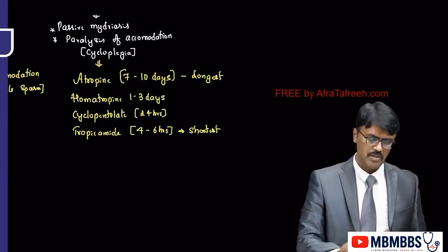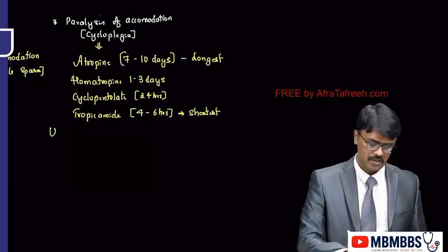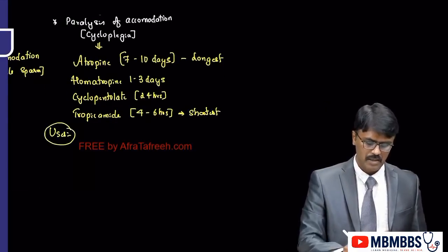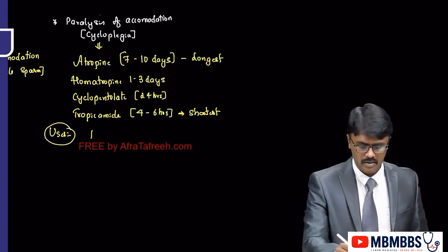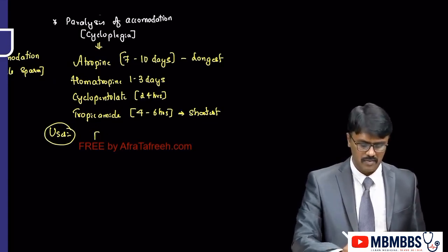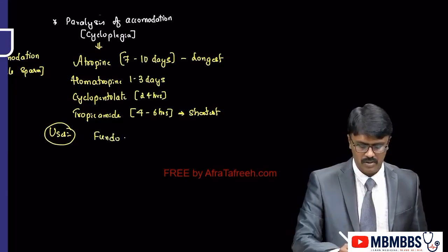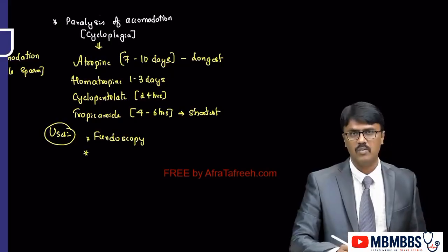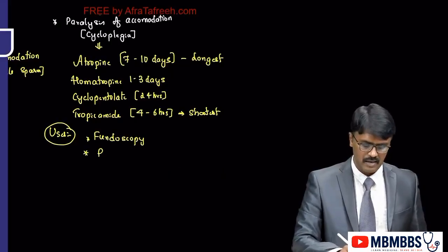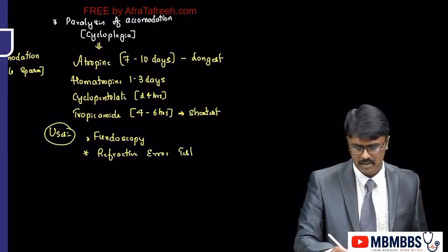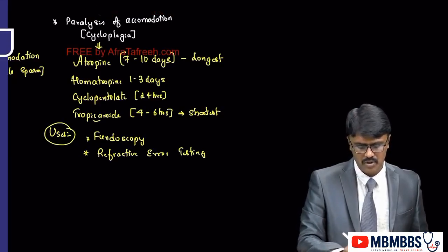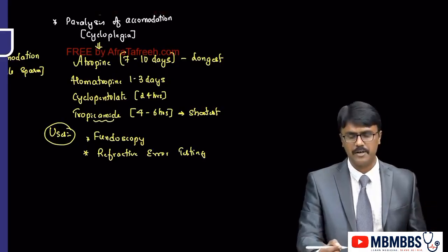So where do you use these passive mydriatics? Passive mydriatics are used in two conditions. One is in fundoscopy, and one more is in refractive error testing. So the most commonly used drug is tropicamide. The reason is it's very short acting.